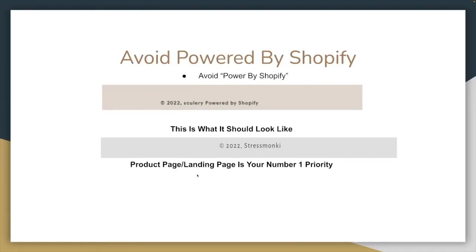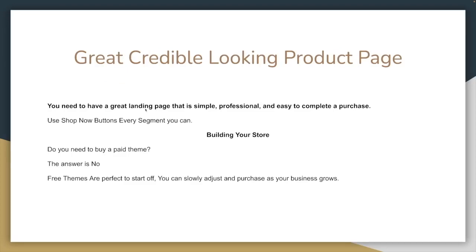Now, your product page and your landing page is your number 1 priority. Most customers are going to be landing on your product page. So you need to have a very high converting, very nice, credible looking product page. That's all that really matters, guys. So make sure you are focusing on creating a great, credible looking product page. Now, you need to have a great landing page that is simple, professional, and easy to complete a purchase. I cannot stress this enough. You want to make the purchasing process very simple. You want to use shop now buttons in every segment that you can.